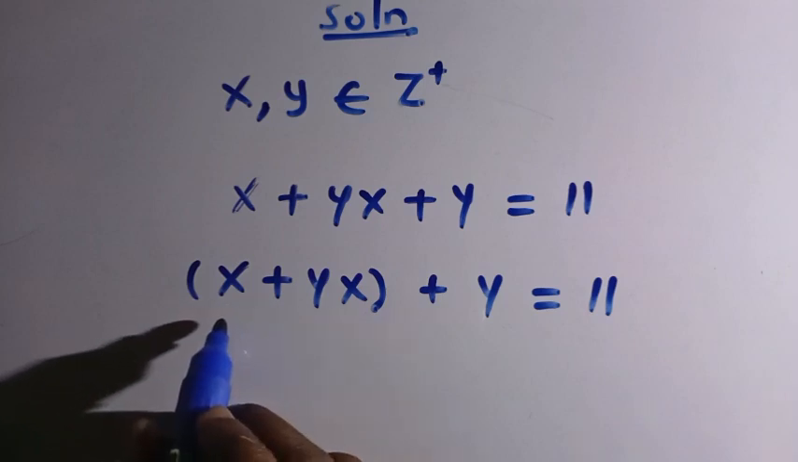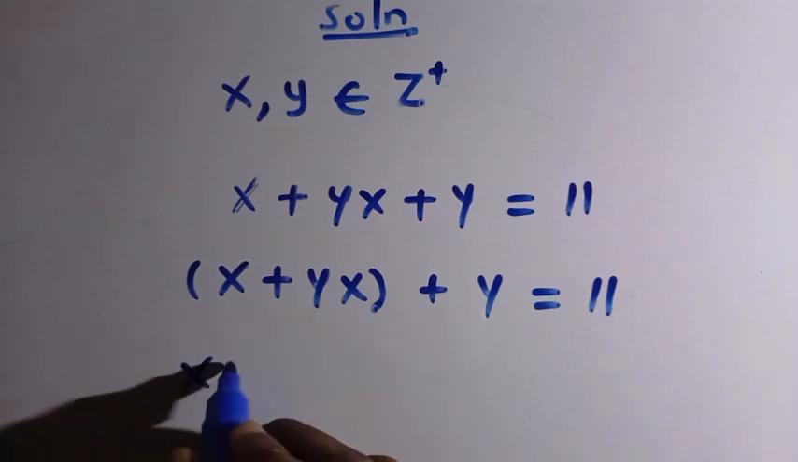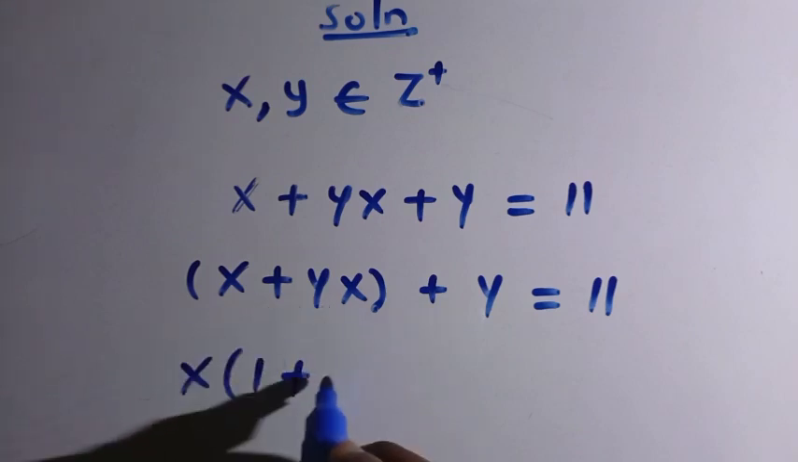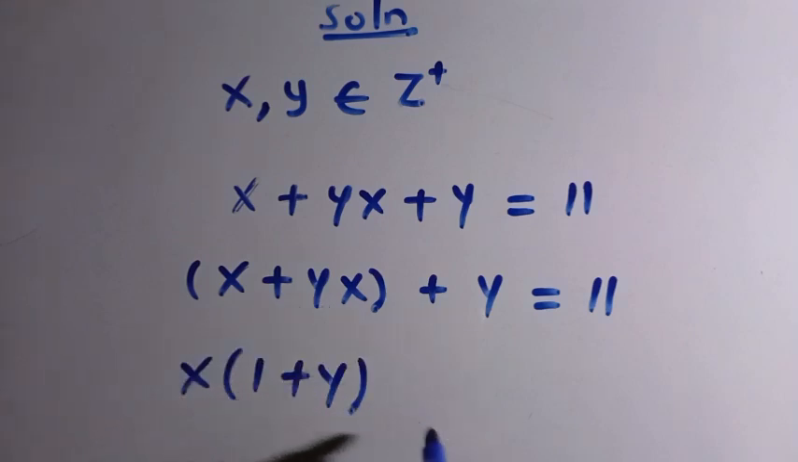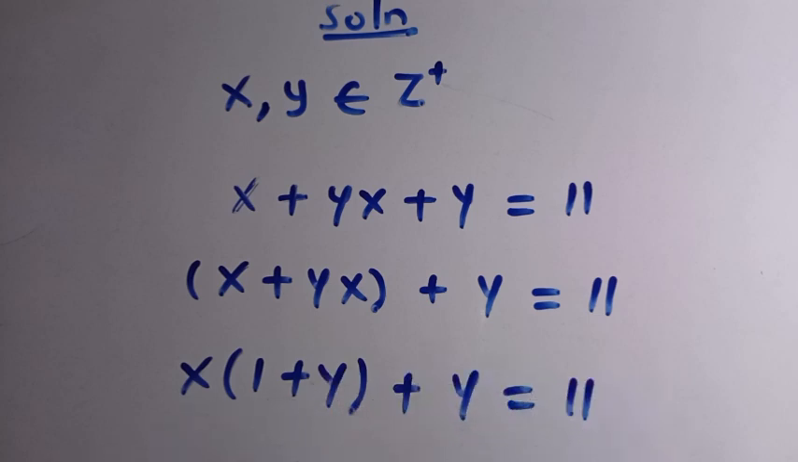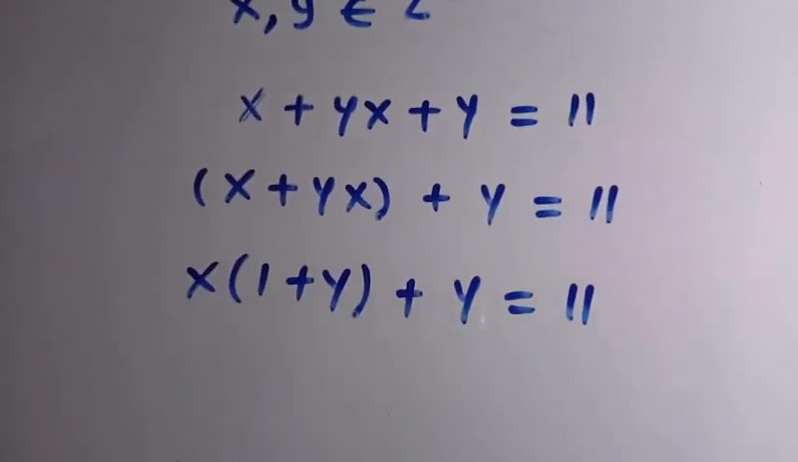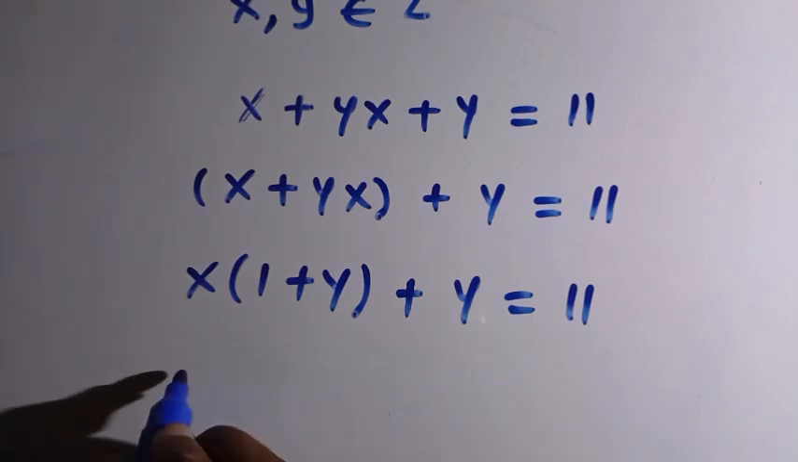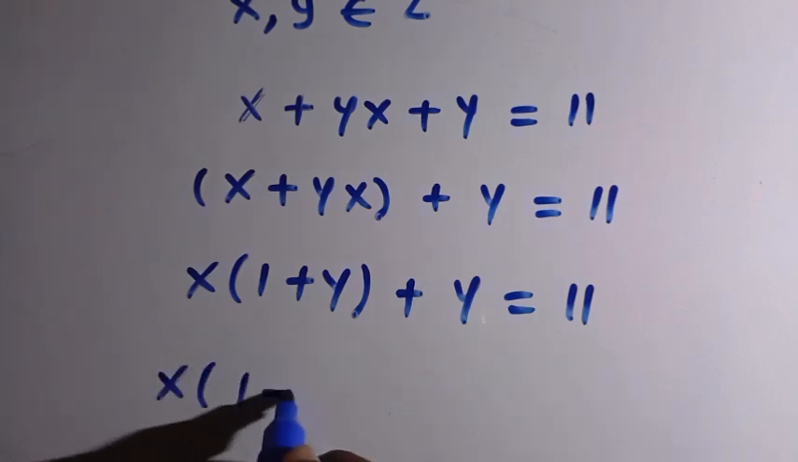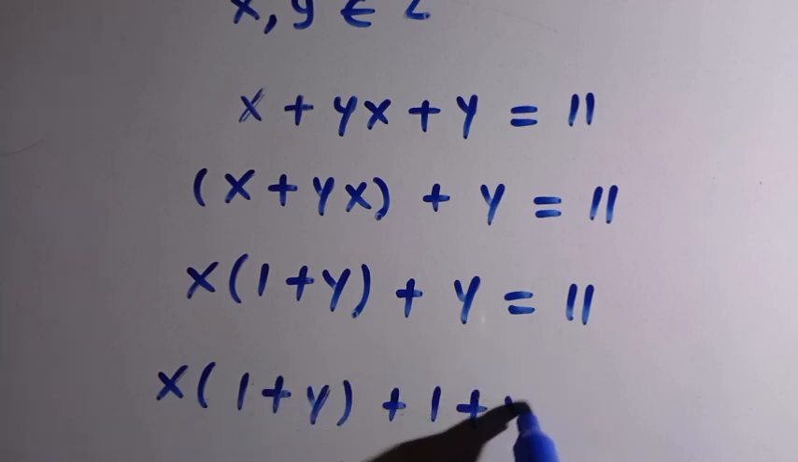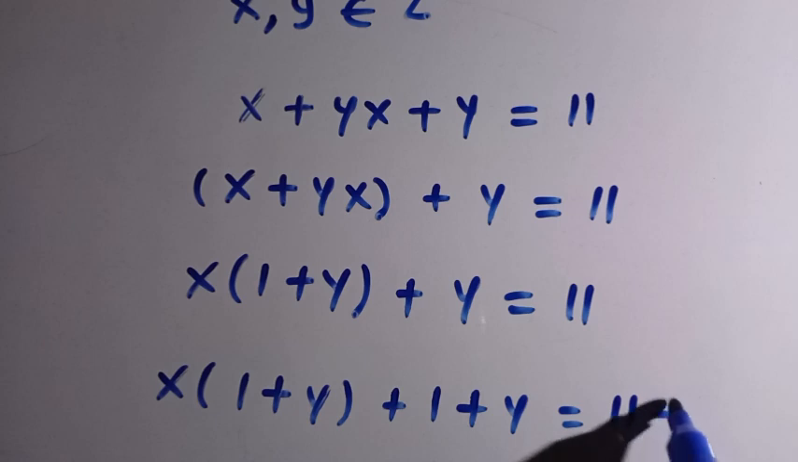x is common here. By factoring out x from here, we have x bracket. When we divide this by x, we have 1 plus, divide this one by x, we have y. Then plus y equals 11. After getting to this stage, let's add 1 to both sides because here we have 1 plus y. So I want to have something like 1 plus y here. We have x(1 + y) + 1 + y = 11 + 1.